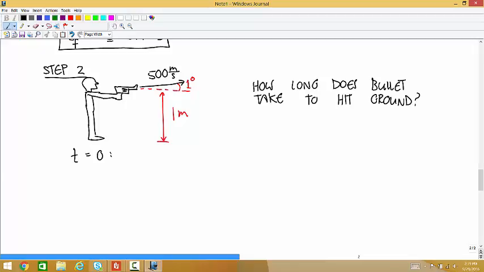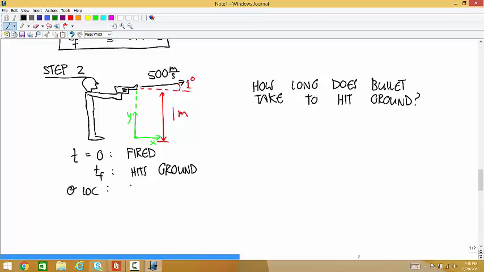Okay, so time equals 0 is when it's fired. Time final is when it hits the ground. The origin location, I'm going to do what I seem to always do, put it on the ground, right beneath the object's location at time equals 0. And then I'm going to orient the coordinate system with the y-axis up and the x-axis horizontal in the direction of motion.